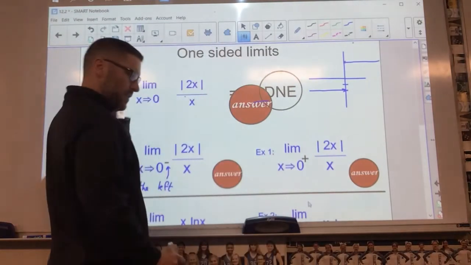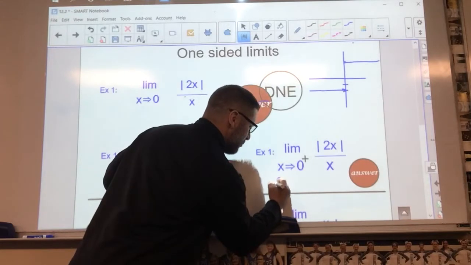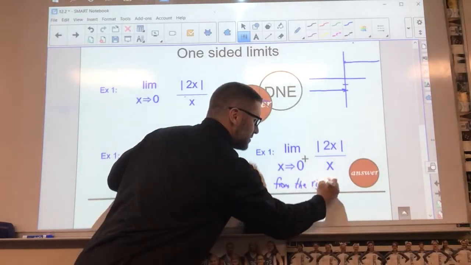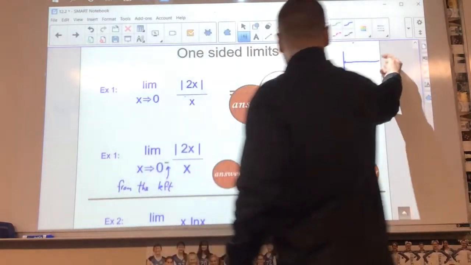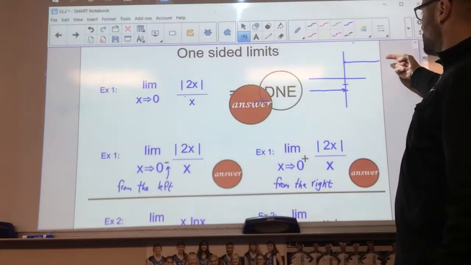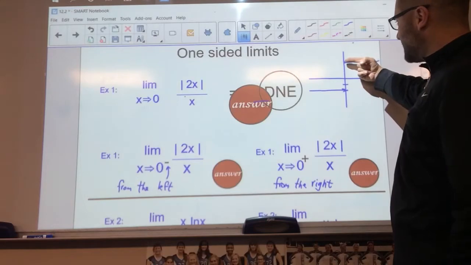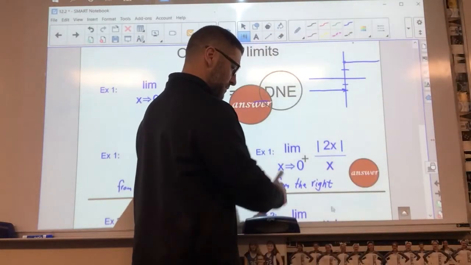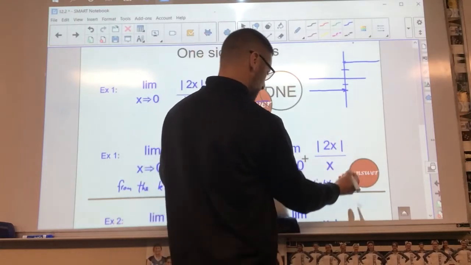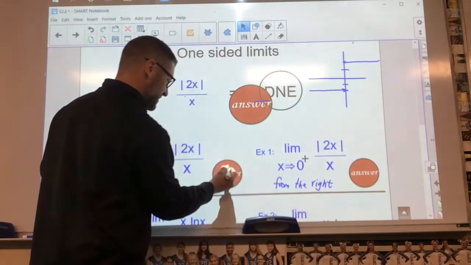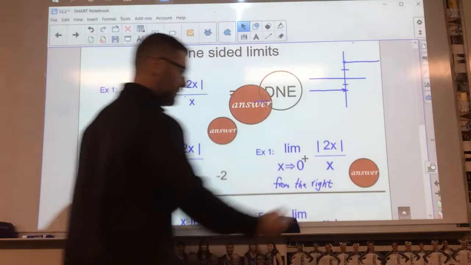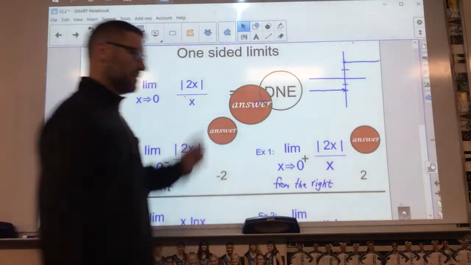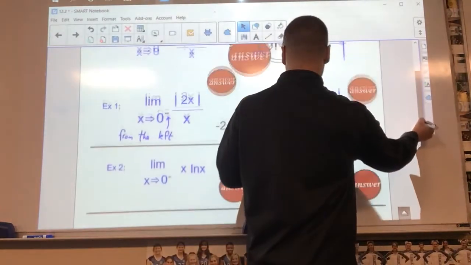This one, the limit as x approaches 0, and that plus sign means from the right. So here I am on the graph, and I'm going to get closer and closer to 0 on the right side. And my value right there is +2. So from the right, I get +2. So underneath these two bubbles: from the left, I get -2. From the right, I get +2. And that is correct. Let's go down and try another one.